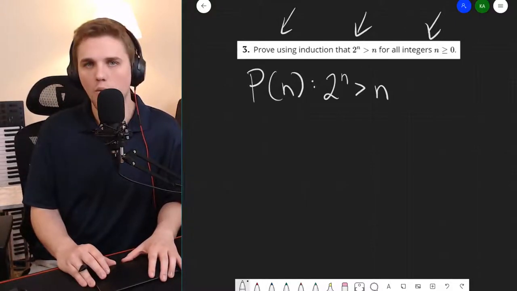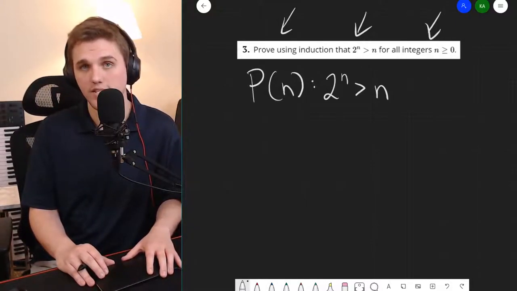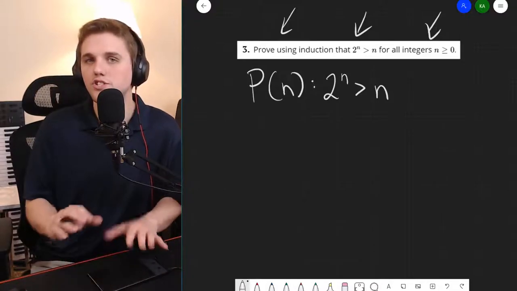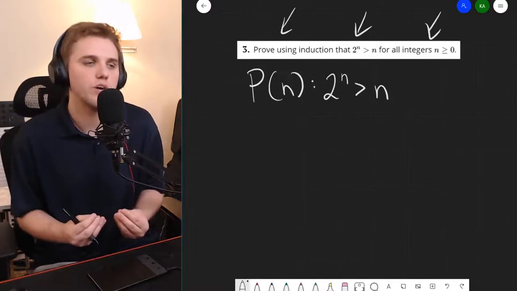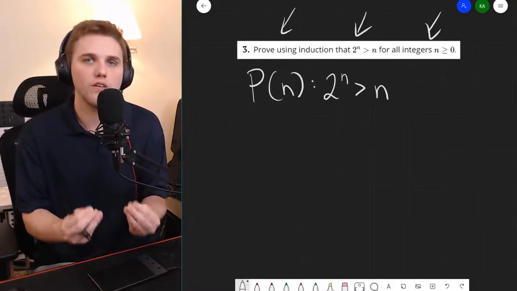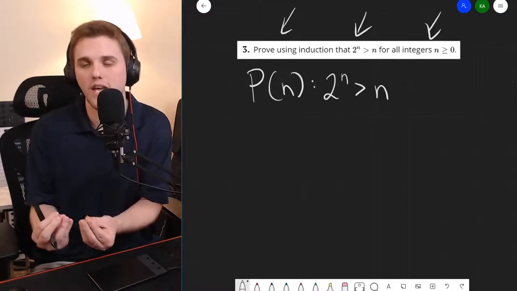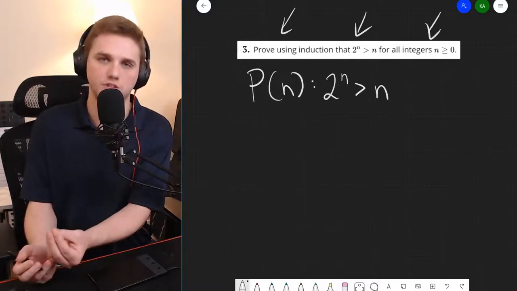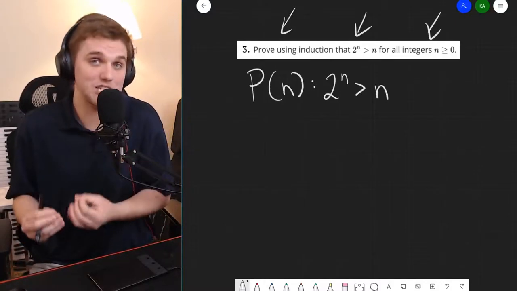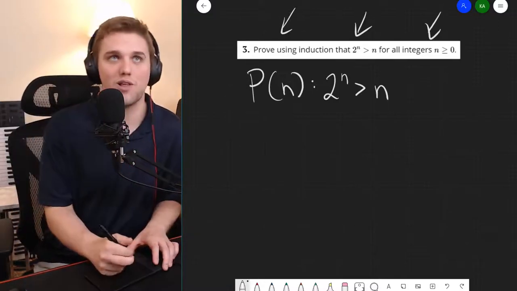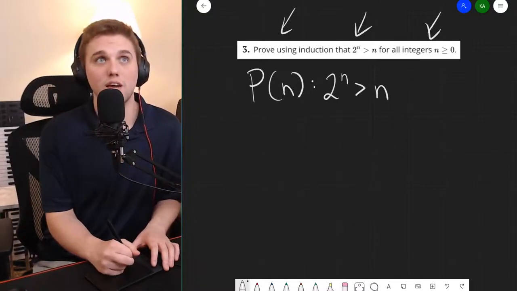So to do that, we first have to start with a base case. Now, I'm going to solve this problem a little bit differently than most people because I want you to use mathematical induction out of necessity. I want you to feel like you have to, right? And this is very possible. So follow along. Let's take a look at P(0).